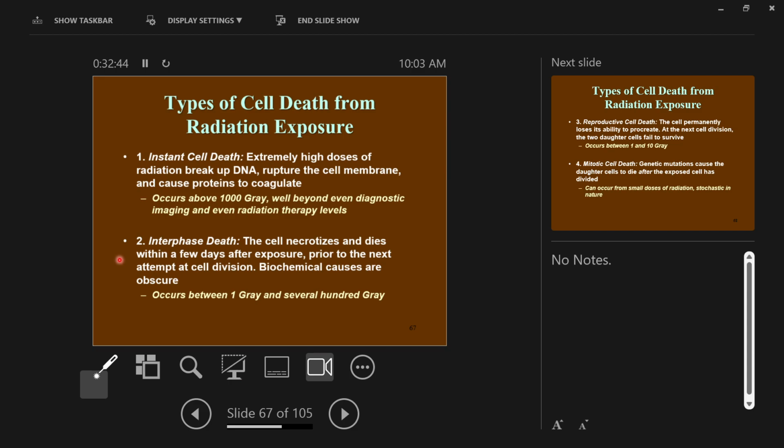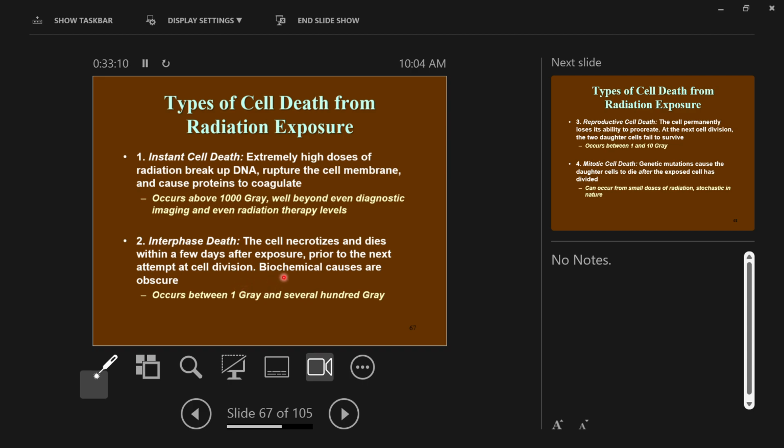The relationship between how quickly the cell dies and how much exposure is inverse. The more exposure a cell gets, the shorter its lifetime is. That's an inverse relationship, right? Cells die quicker with more exposure. That's the idea. So at 1 gray, the cell will die. At several hundred gray, the cell will die quicker.